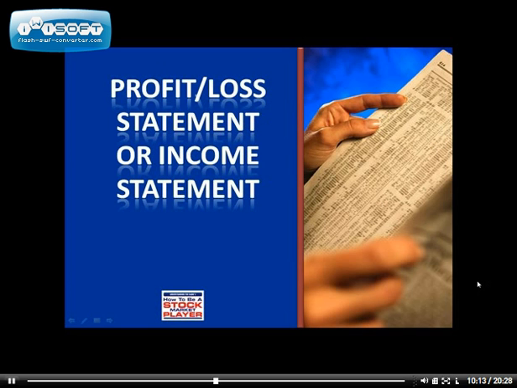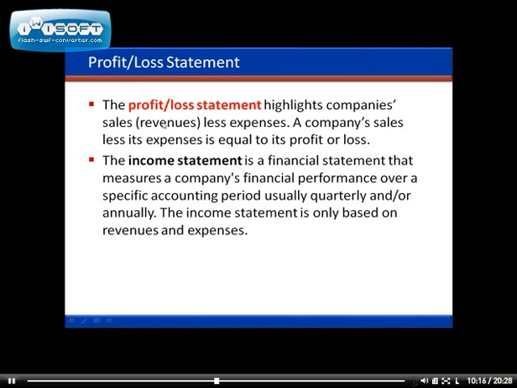Alright, so let's look at the profit loss statement or income statement. The profit loss statement highlights a company's sales revenues less expenses. A company's sales less its expenses equals its profit or loss. The income statement is basically a statement that measures the company's financial performance over a specific accounting period, usually quarterly or annually. The income statement is only based on revenues and expenses.